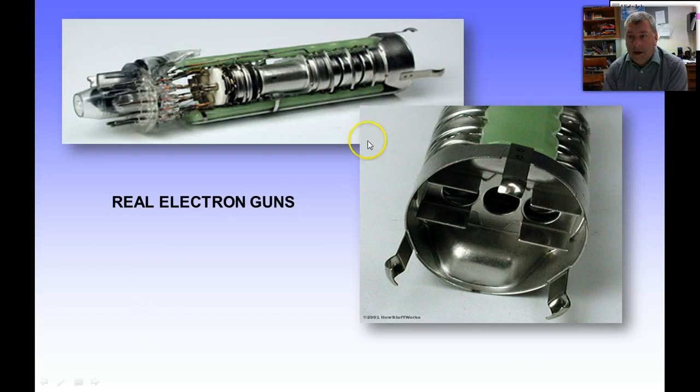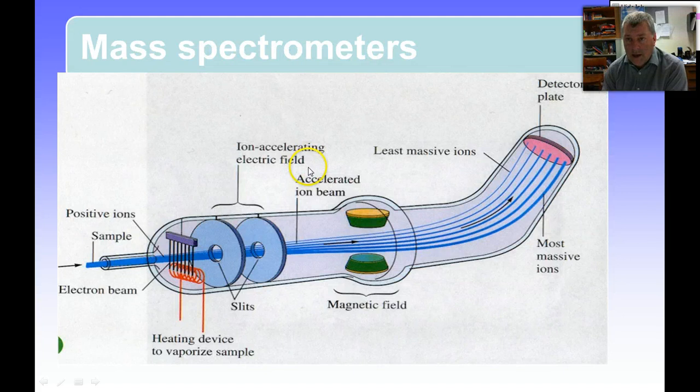And these are real life guns, much more miniaturized, and this gun actually has 3 beams coming out of it, so effectively it's 3 guns. And these were used in televisions, the old school televisions, the big things we used to call cathode ray tube televisions. And electron guns are also used in mass spectrometers.